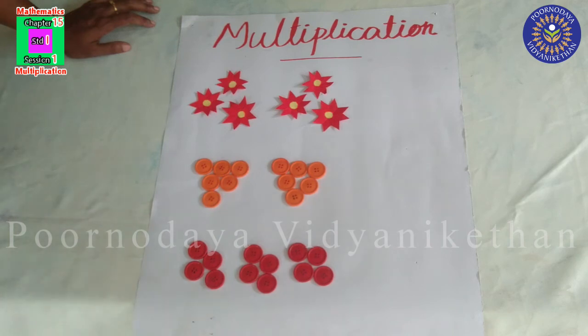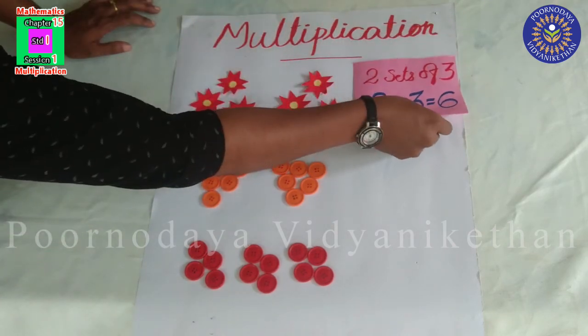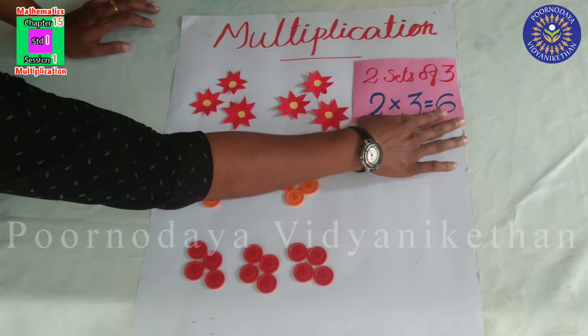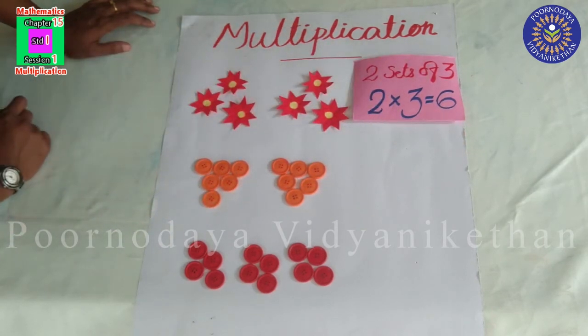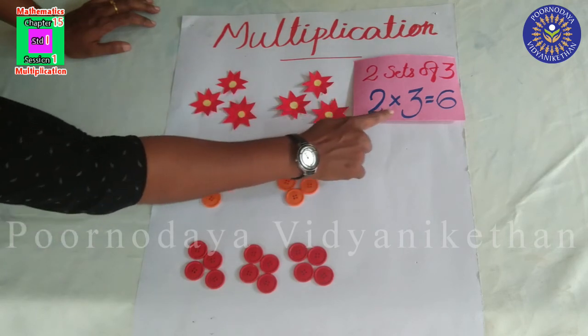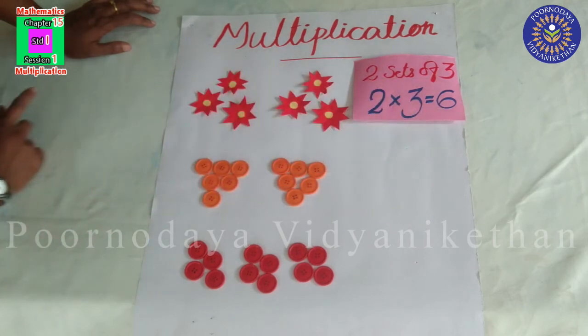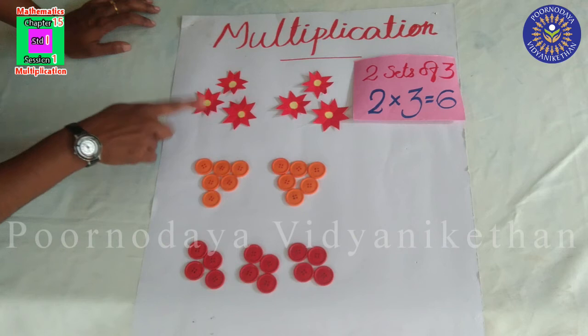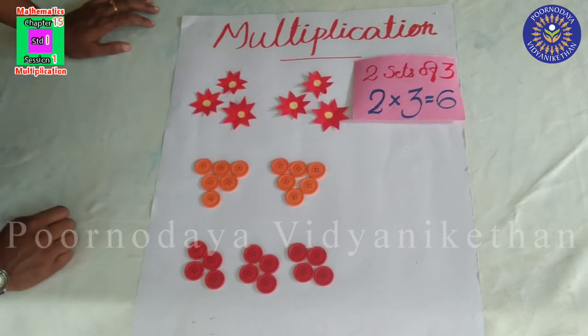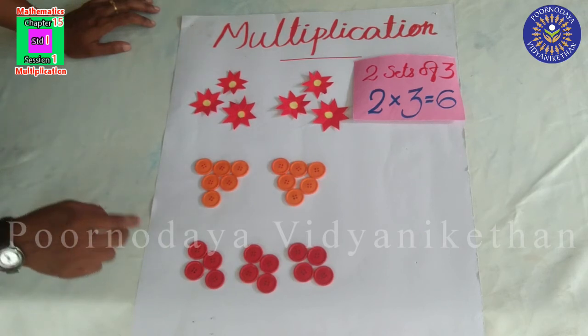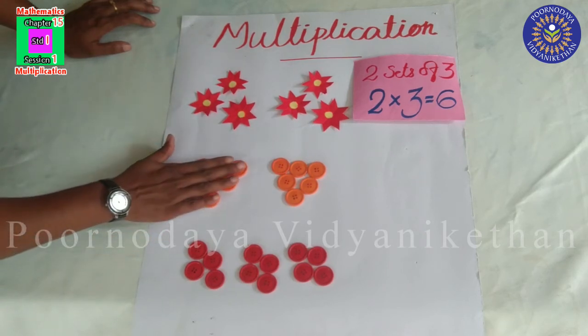That we can write like this. See here, 2 sets of 3 flowers. That is 2 into 3 is equal to 6. 2 sets of 3 flowers. 2 into 3 is equal to 6. Did you understand?